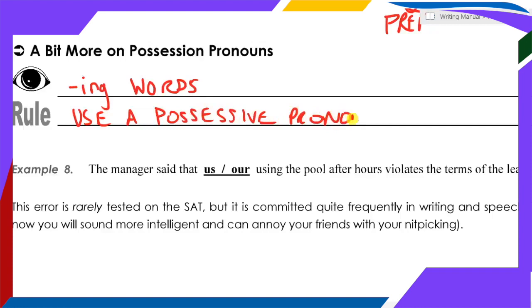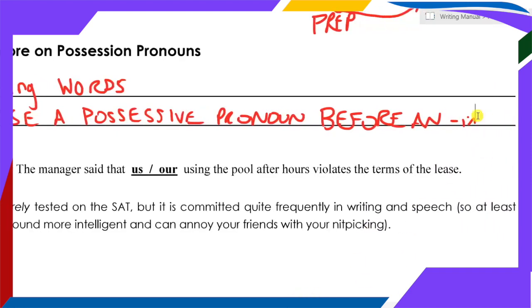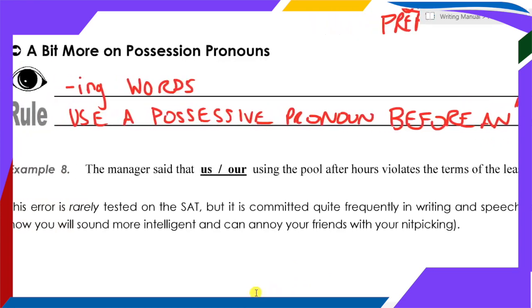Use a possessive pronoun before an ing. Ran out of room there, sorry. Use a possessive pronoun before an ing. So if you see an ing word in a sentence and you see that the ing word is preceded by a pronoun, you need to use the possessive form of the pronoun.